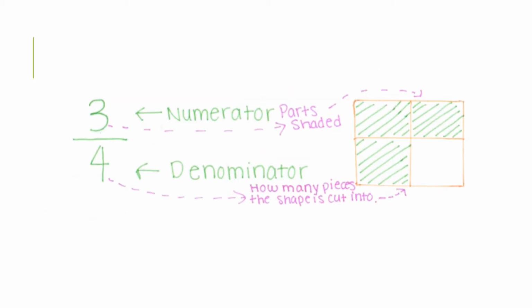The numerator, or number on top, represents the parts of a shape shaded. The denominator, or the bottom number, represents how many pieces the shape is cut into. In this case, the numerator is 3, so 3 parts are shaded. The denominator is 4, so the shape is cut into 4 pieces.